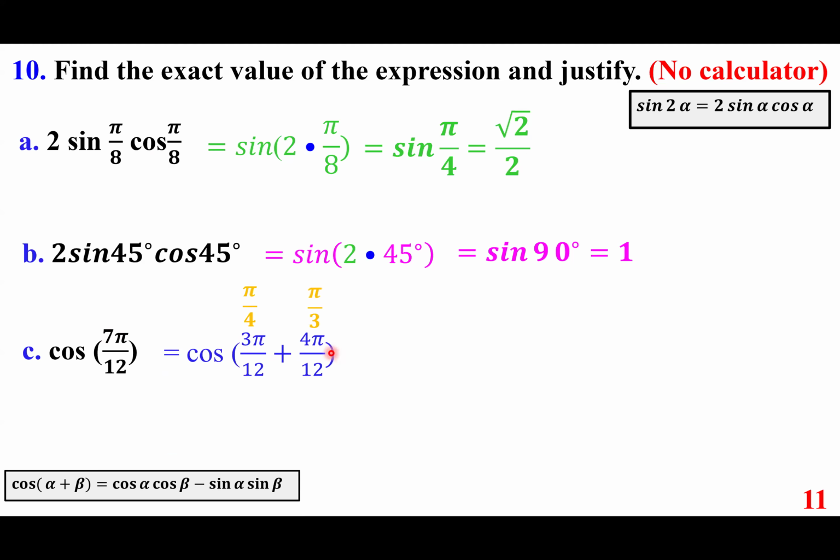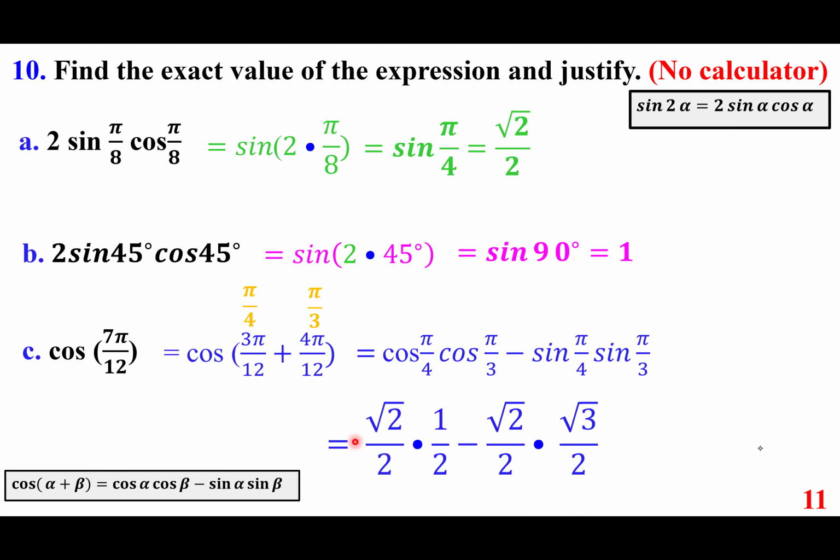So according to this, we have cosine of pi over 4 cosine pi over 3 minus sine pi over 4 sine pi over 3. Common arc, so cosine of pi over 4 as well as sine of pi over 4 are replaced with square root of 2 over 2. Cosine of pi over 3 is 1/2. Sine of pi over 3 is square root of 3 over 2. They all have the denominator 4. This is square root of 2 times 1. This is square root of 2 times square root of 3, which is square root of 6. So square root of 2 minus square root of 6 over 4 is the final answer.